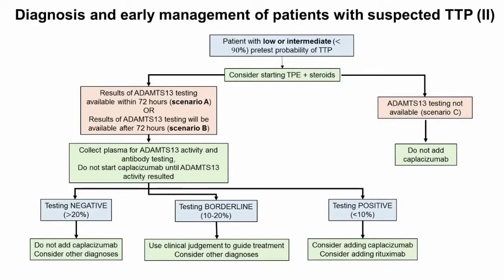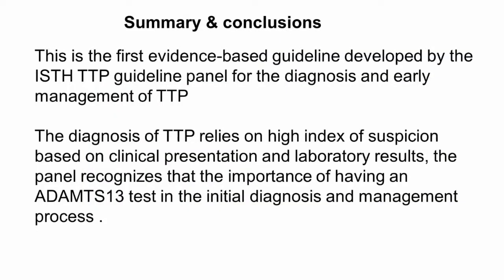So in summary, this is the first evidence-based guideline developed by the ISTH guideline panel for the diagnosis and the early management of TTP. The diagnosis of TTP relies on a high index of suspicion based on the clinical presentation and laboratory results, and as I mentioned, either the French score or the PLASMIC score can be used.